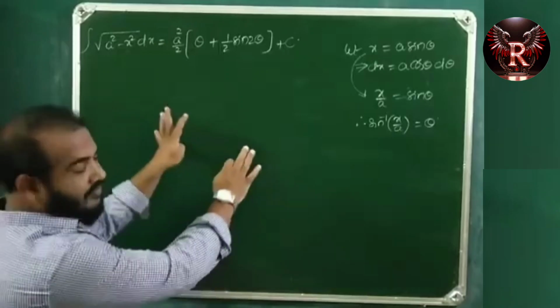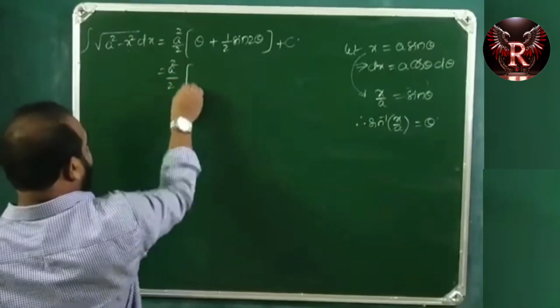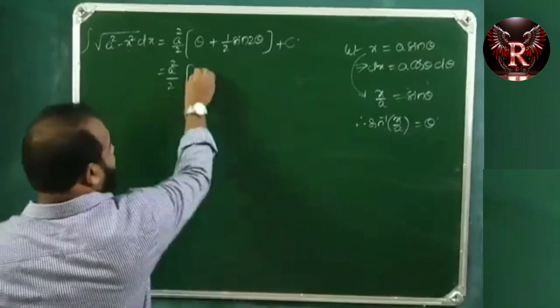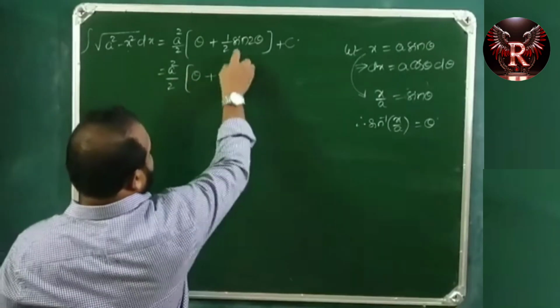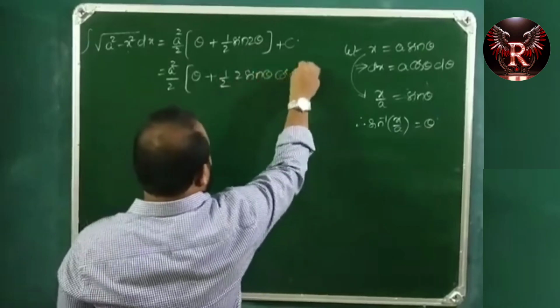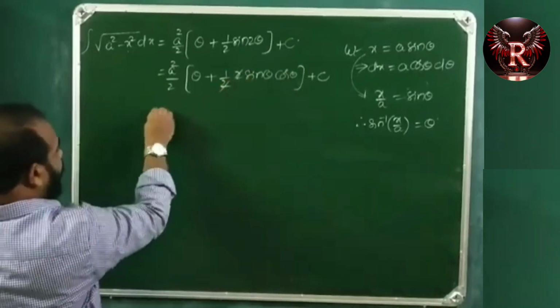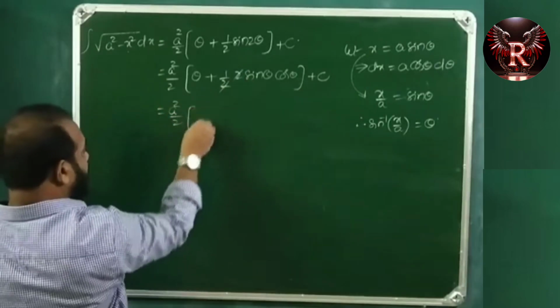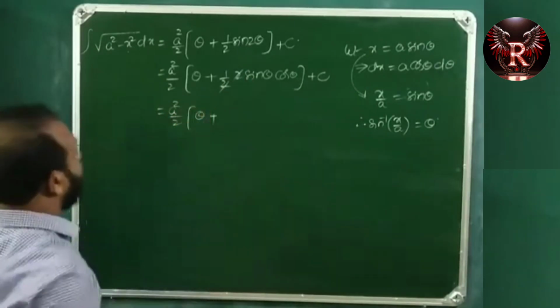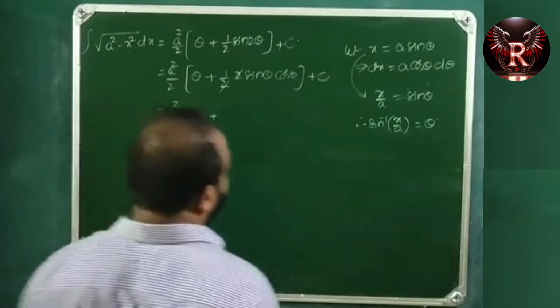So this is what we have got so far. a square by 2 into theta plus half sin 2 theta, which is 2 sin theta cos theta, plus c. So 2 gets cancelled. This is a square by 2 into theta plus sin theta cos theta.